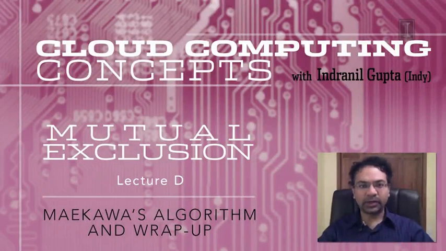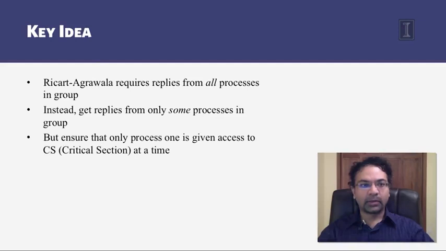In this lecture, we are going to discuss another classical algorithm for distributed mutual exclusion, and we'll also wrap up our discussion of the mutual exclusion topic. The Ricart-Agrawala algorithm that you've seen already for mutual exclusion requires replies from all the processes in the group, which is one of the reasons that it has a high bandwidth. It has a bandwidth that is order n.